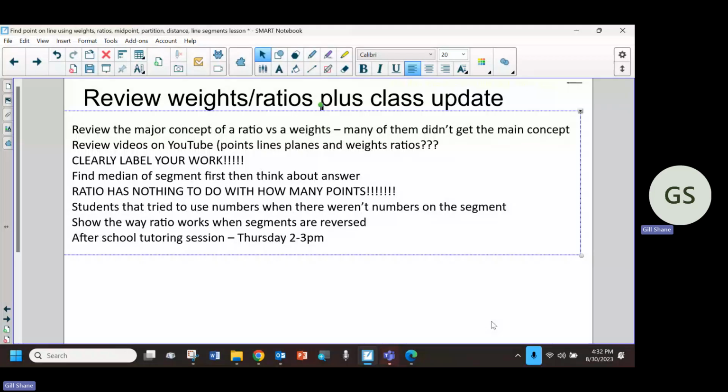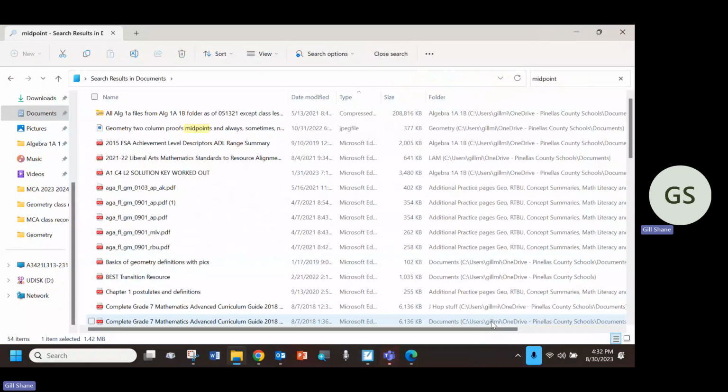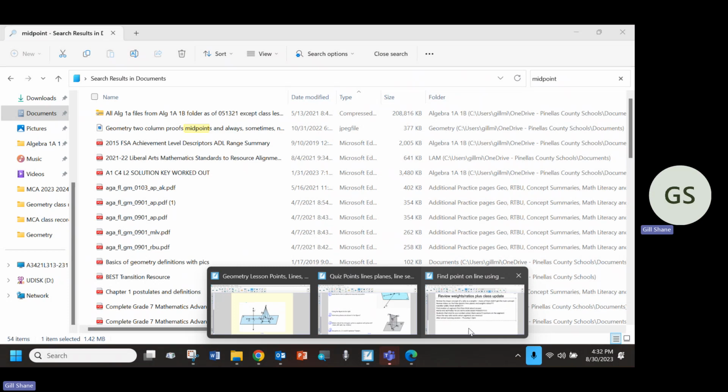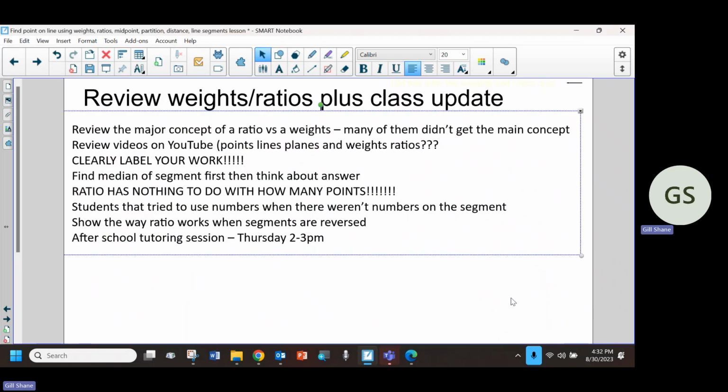So this is after the ratios and weights quiz, and I'm still seeing a lot of confusion in the concept, which kind of surprises me because it seemed like in class we were getting it, but a lot of people are not showing me they understand based on the quiz results. There were some good quizzes, certainly better than the last quiz on naming points, lines, and planes. But there's definitely some students that are not getting it.